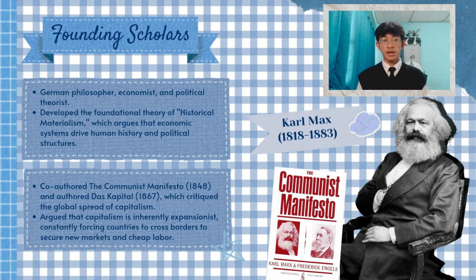Essentially, Marx argued that history is not driven by big ideas or politics, but by economics. Whoever controls the economic system also controls the law, the government, and the foreign policy. We can see this clearly in his famous works. He co-authored the Communist Manifesto in 1848 and later wrote Das Kapital in 1867. Both of these texts provided a massive critique of how capitalism spreads and operates on a global scale.